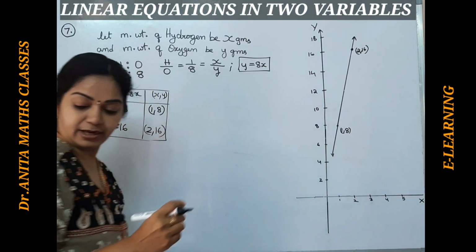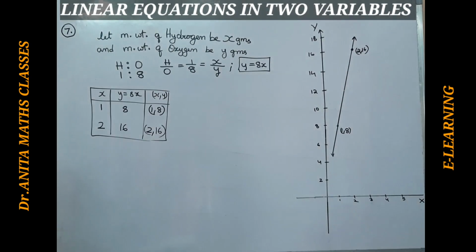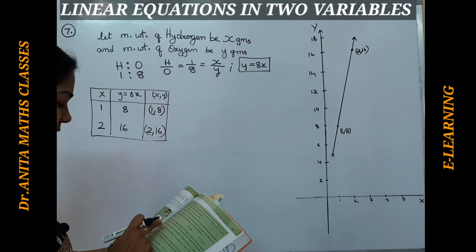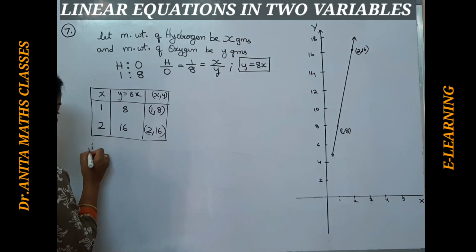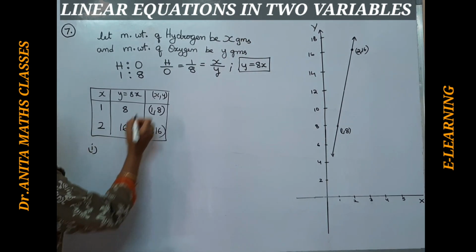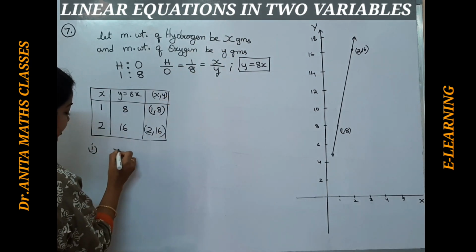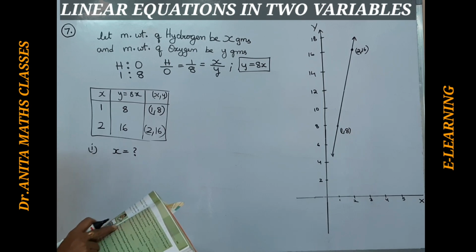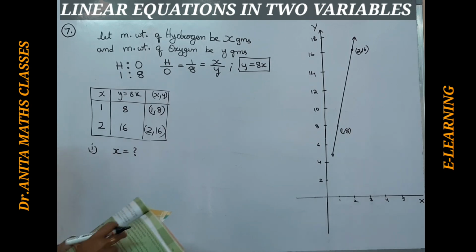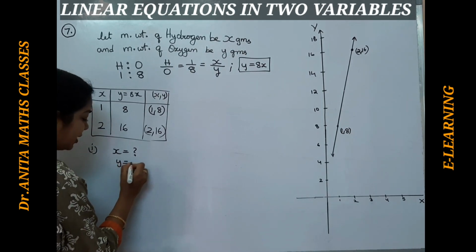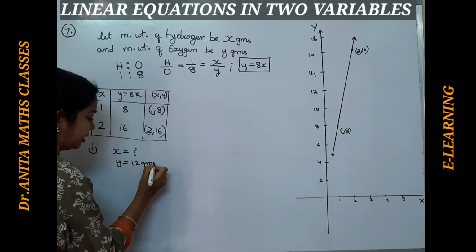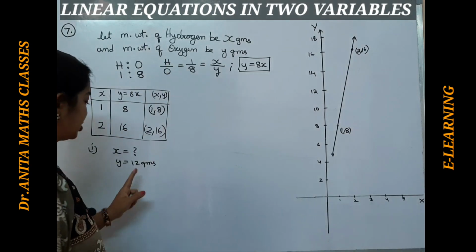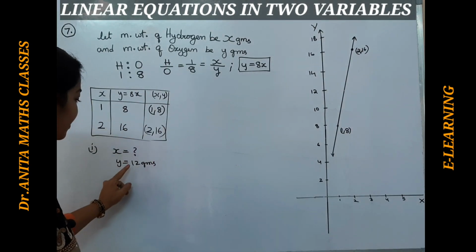Now from this, as in the textbook, we need to find the quantity of hydrogen. The first point is to find the quantity of hydrogen. Hydrogen is x, so we should find the molecular weight of hydrogen when the given condition is that oxygen, so y, is 12 grams. This we need to find from the graph, not by substituting in the equation. So we should find x when y is 12.